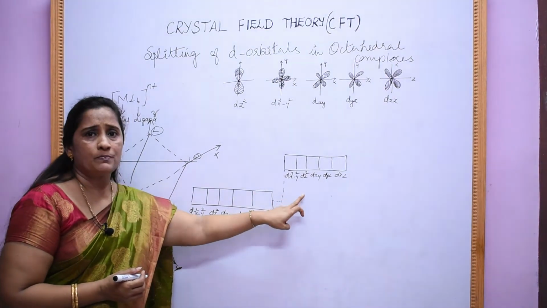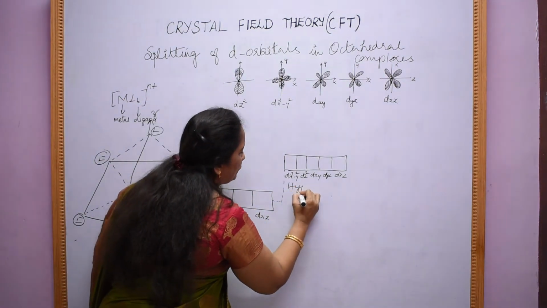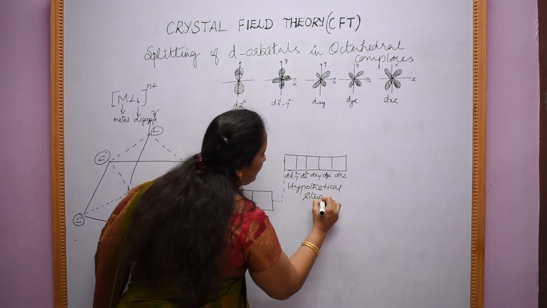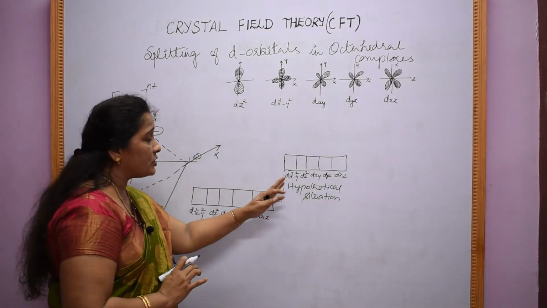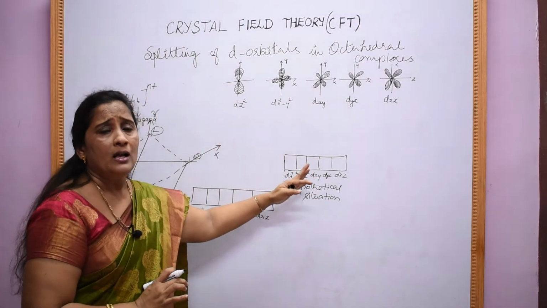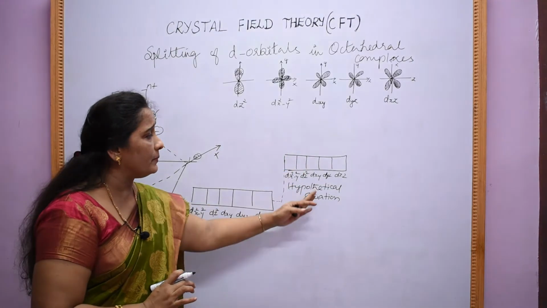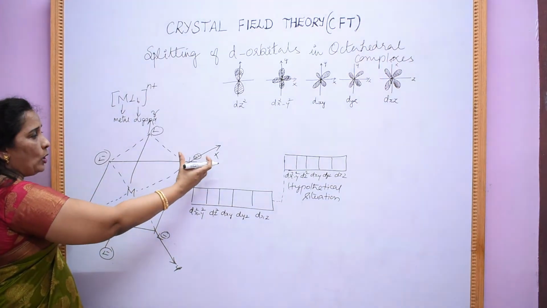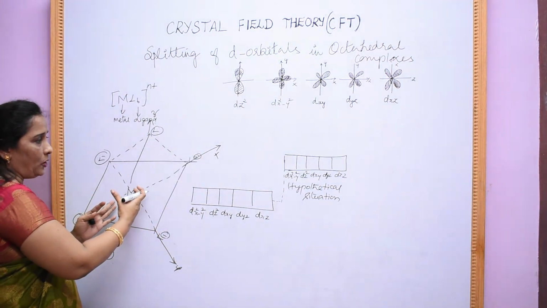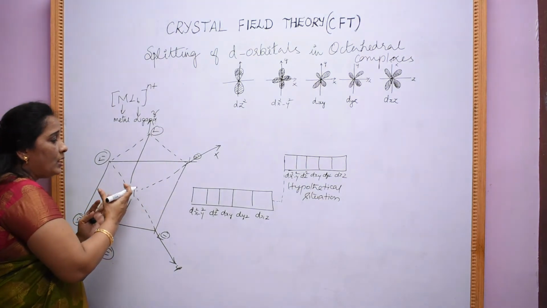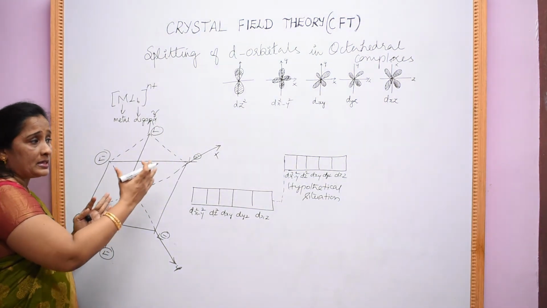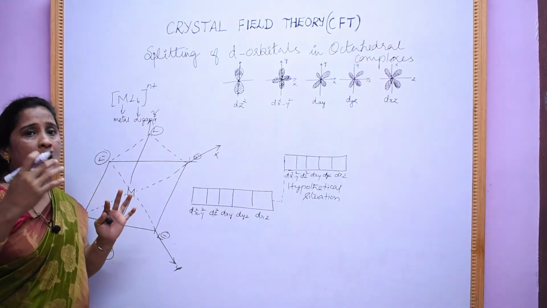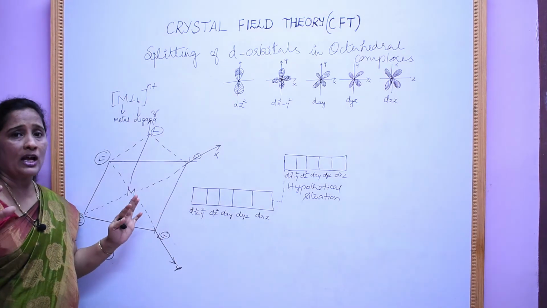But this position is called the hypothetical situation. What do you mean by hypothetical situation? This situation is only theoretical. It is possible only when all the ligands approach the central metal cation at the same distance from the d orbitals of the metal. But this is not actually happening.